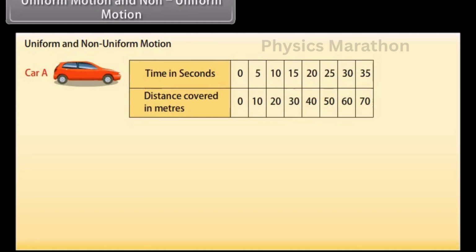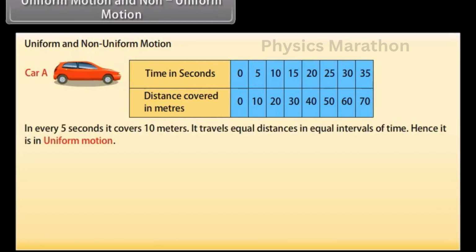Uniform motion and non-uniform motion. To understand uniform and non-uniform motion, let's take one example. Look at this table. This is the distance covered by car A. We can see that in 0 seconds it covers 0 meters. In 5 seconds it covers 10 meters. In 10 seconds it covers 20 meters, and so on. Or we can say that in every 5 seconds it covers 10 meters. It travels equal distances in equal intervals of time. Hence it is in uniform motion.